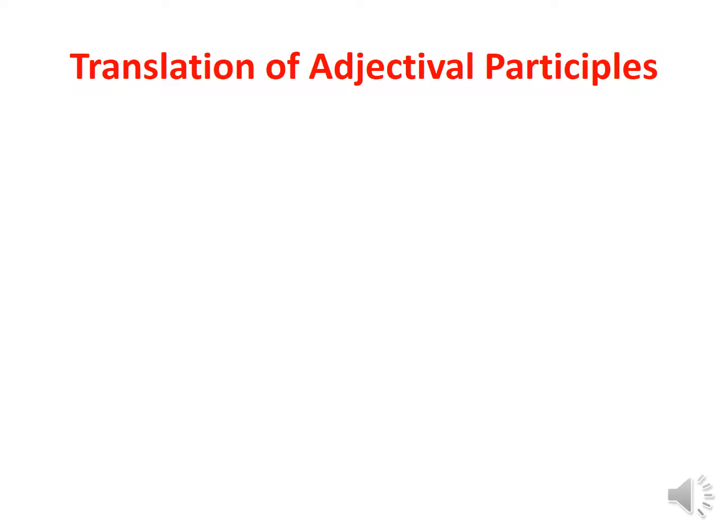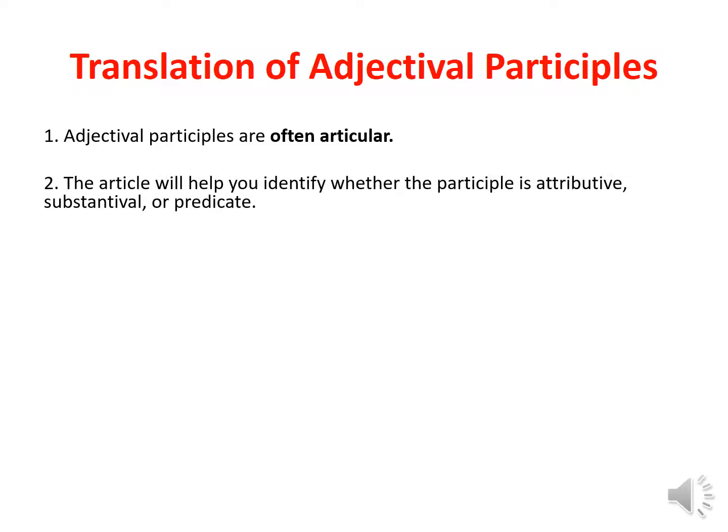Okay, so translation of adjectival participles. Your first clue that you're looking at an adjectival participle and not an adverbial participle is that an adjectival participle will often be articular, whereas an adverbial participle cannot be articular. The article will help you identify whether the participle is attributive, substantival, or predicate using the criteria that we just viewed on the previous slide in relation to adjectives. The same will apply for participles.